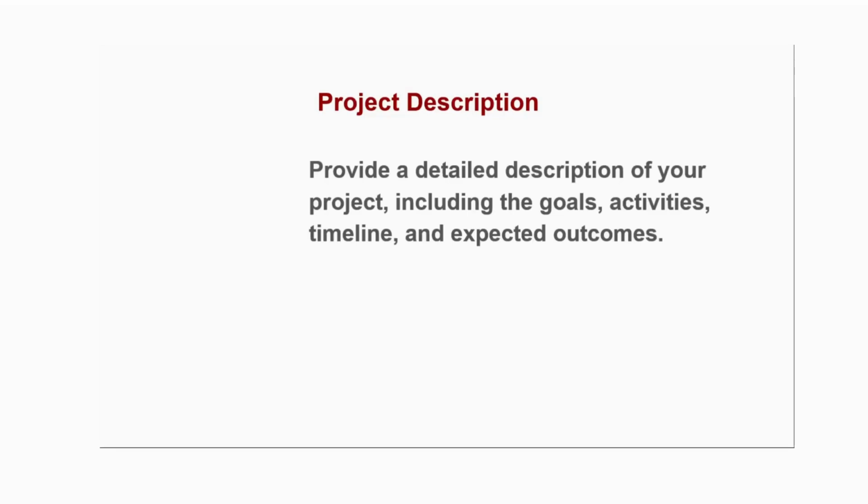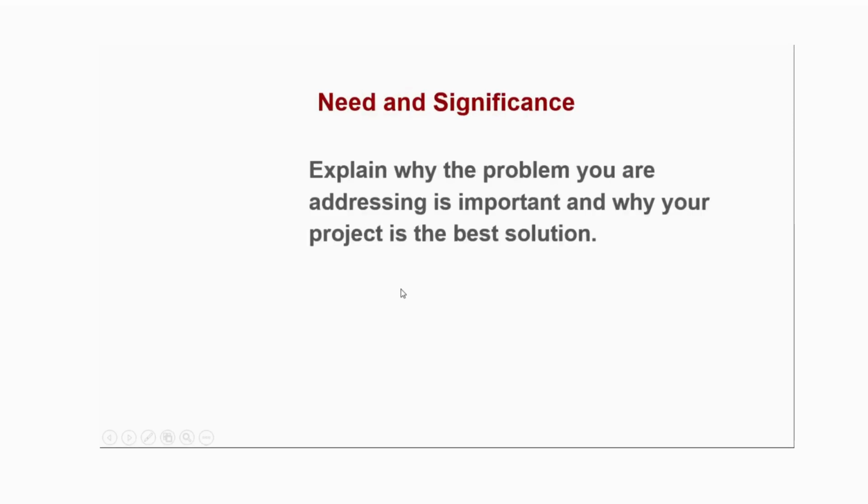Outcomes can be in terms of articles you will produce, research you will publish, a product you will come up with, and so on. So that is about the project description, which should be very clear to the review committee. Then you should also explain the need and significance.